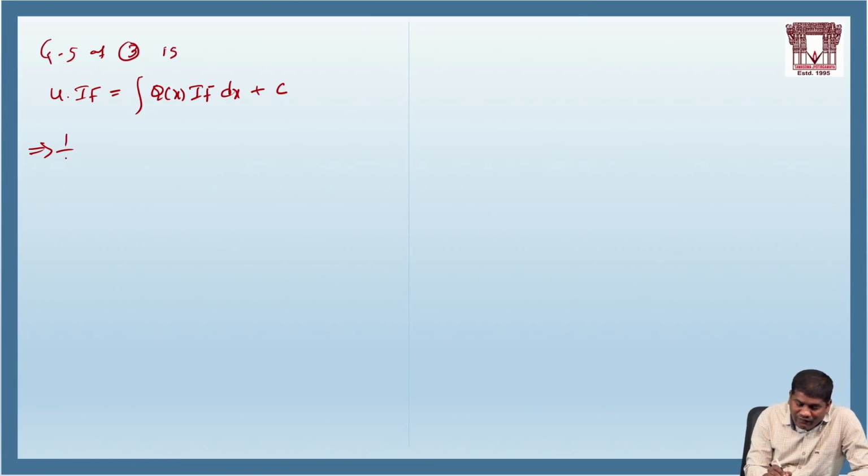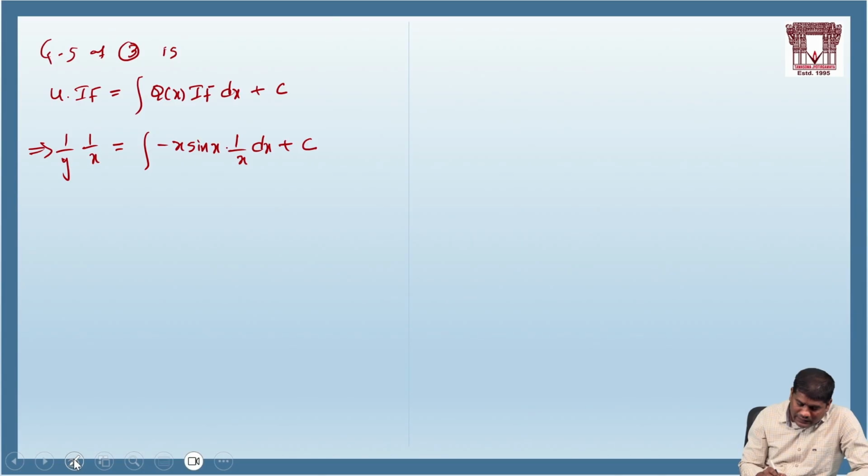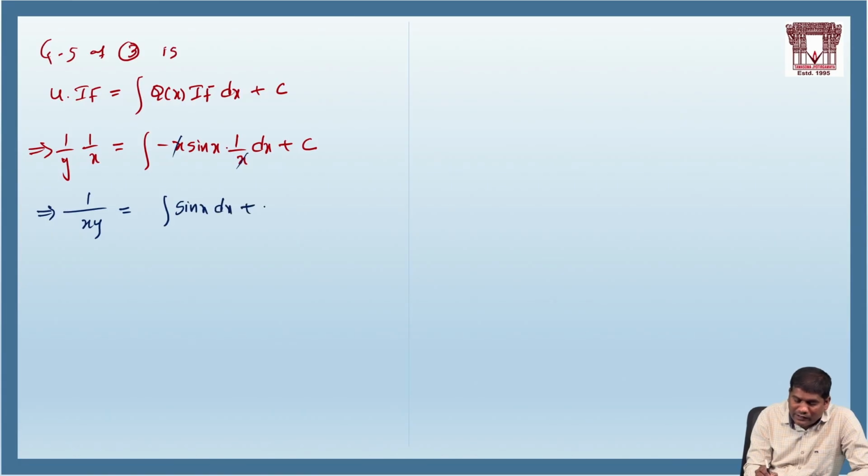We have to substitute these three quantities in the general solution formula. u is equal to 1 by y, integrating factor is 1 by x, is equal to integral of the right hand side function q of x, minus x times of the sine x, into integrating factor 1 by x into dx plus c. Here this x cancels. Then that implies 1 divided by xy is equal to integration of the sine x into dx plus c.